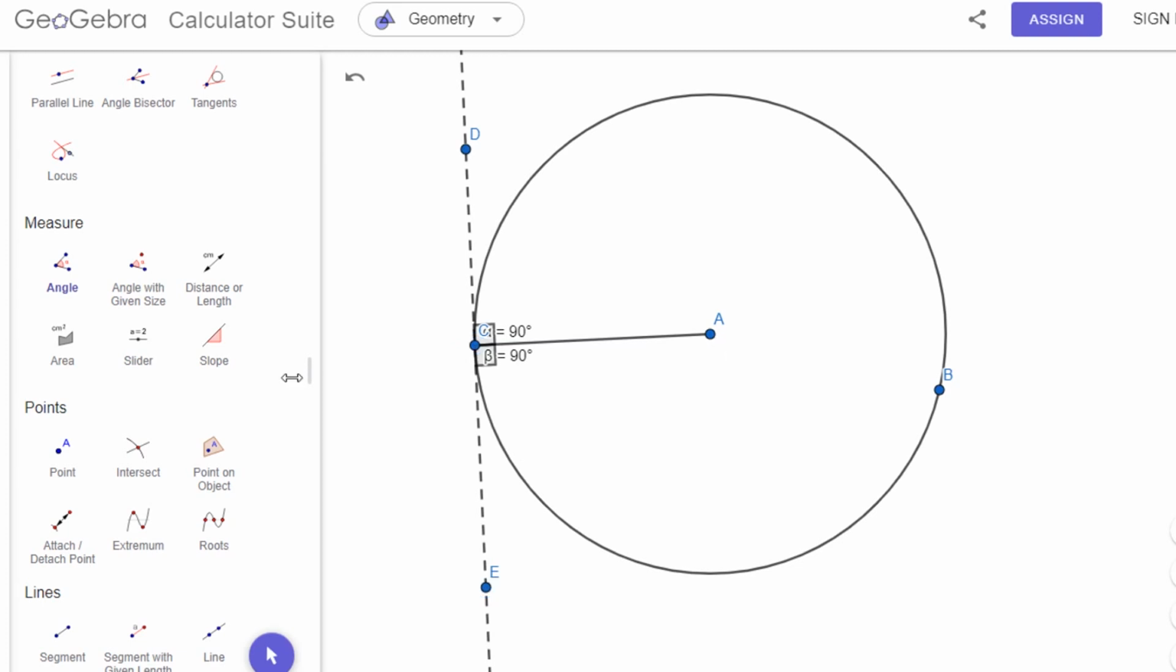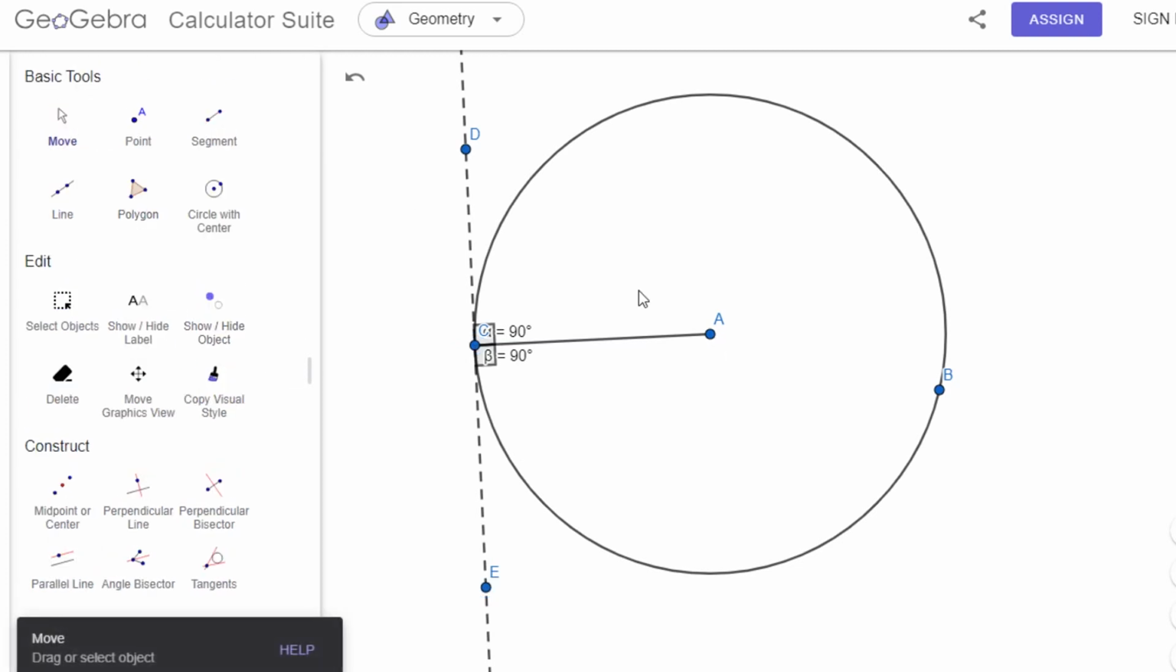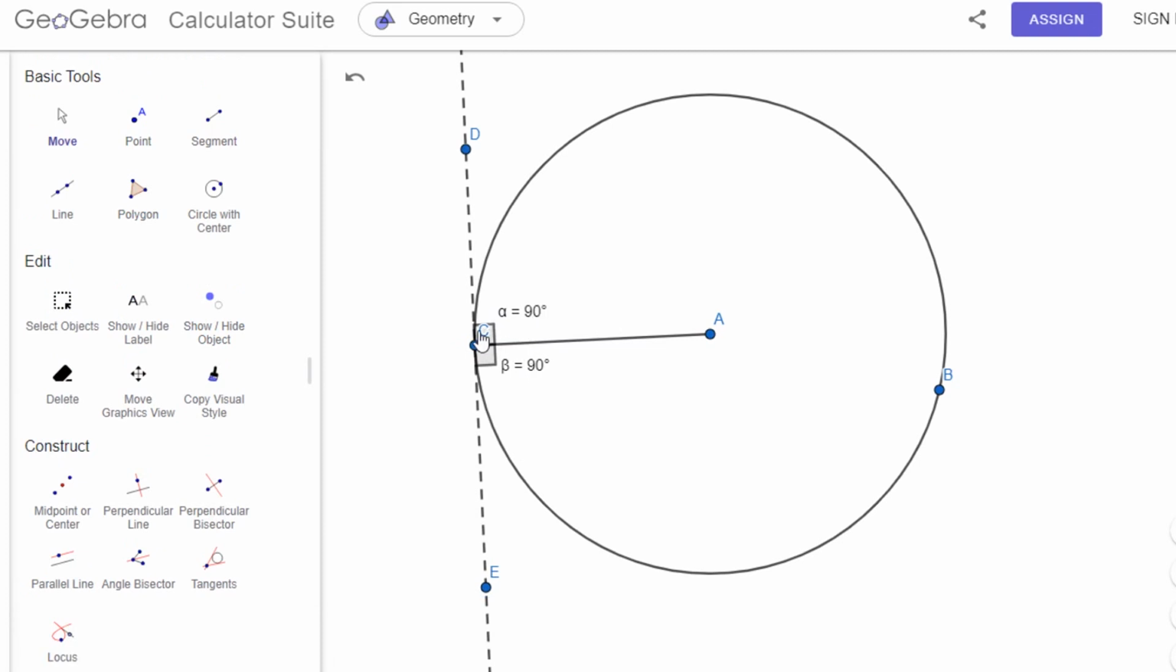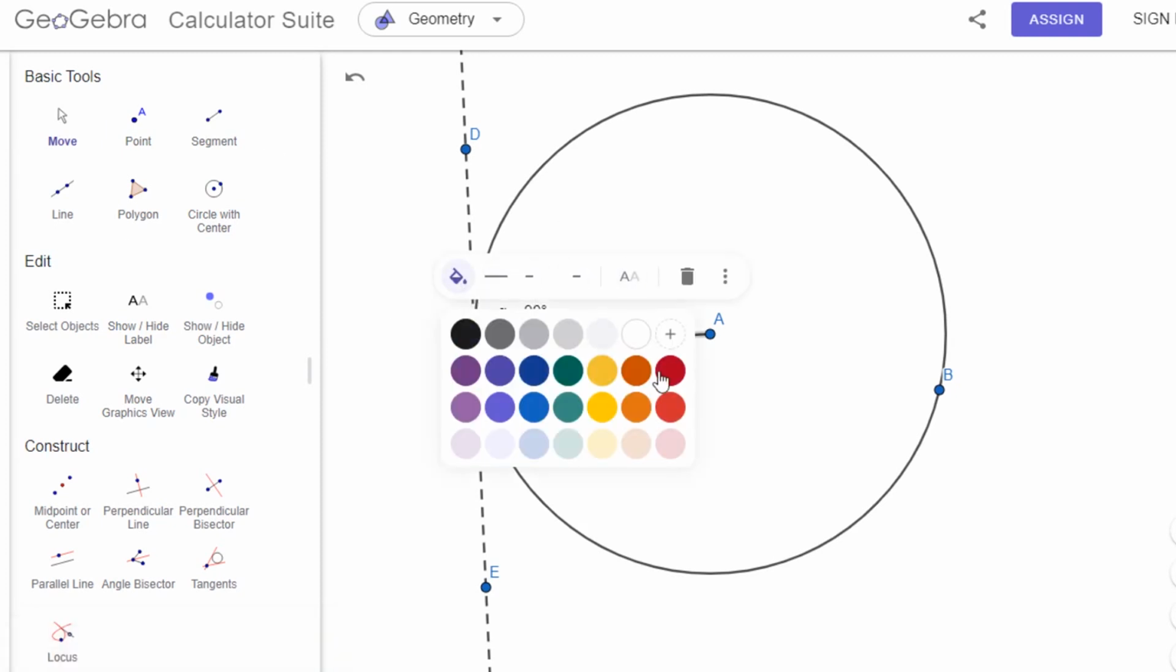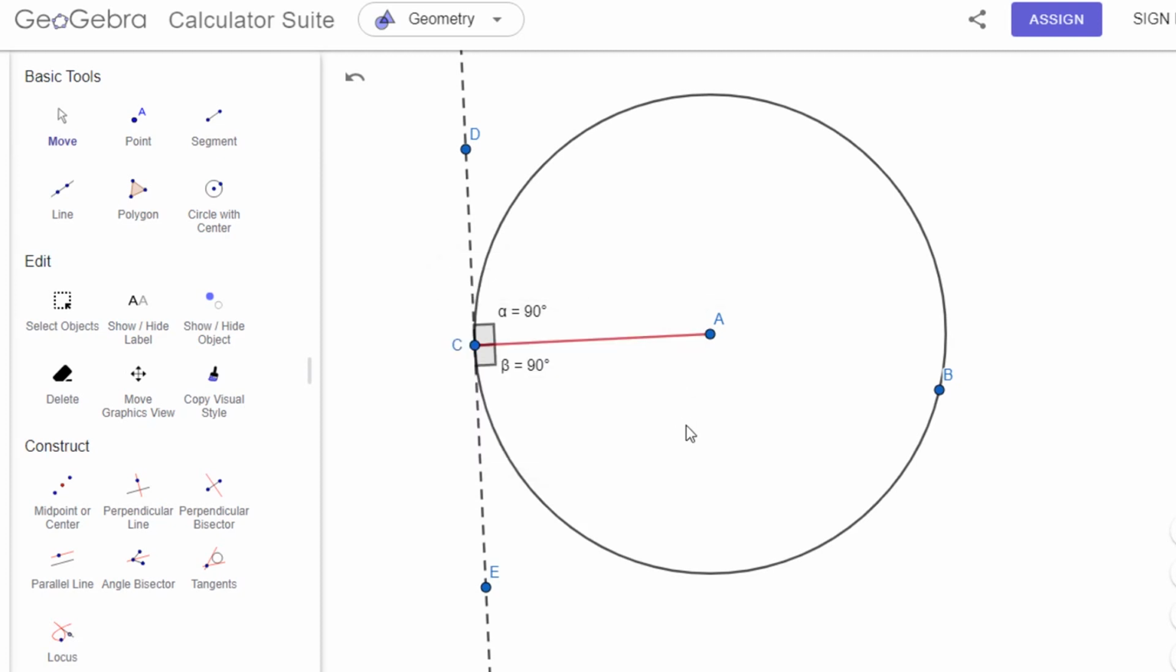As you can see, just like magic here, guys, it has managed to find the angle. As you can see, this is what we are talking about. The tangent and the radius are forming a 90-degree angle where they meet. So this is very wonderful, guys.